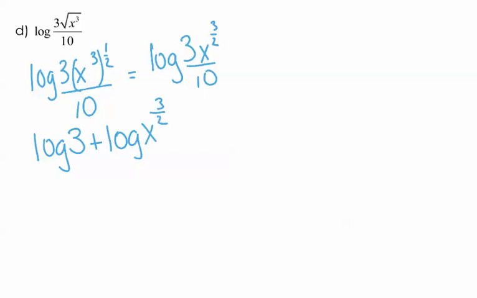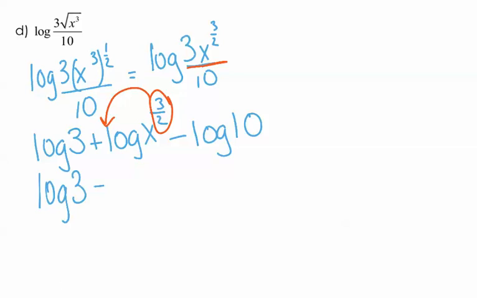And I don't have to write any base here because there's no base written in my problem, but we're going to remember that that's really a log base 10. And then I have that divided by 10. So this divided by 10 right here, that's really telling me I need to subtract. So I'm going to have minus log 10. Now I'm going to take care of this exponent because we can't have any exponents in our final answer. That's going to become the coefficient of the log x. So I'm going to have log 3 plus 3/2 log x minus log 10.